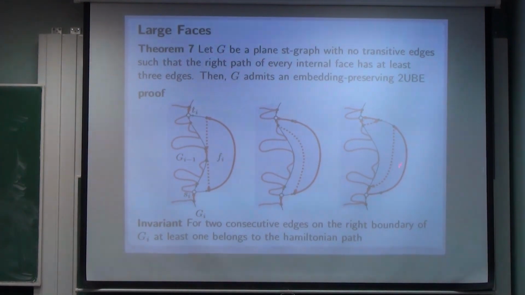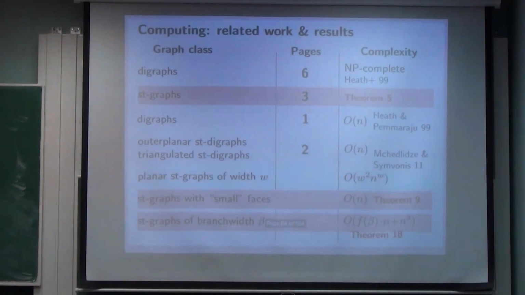So here you observe that only because we are doing this bypass, our invariant holds. So this edge is visited, this is not visited, this is not visited, this is visited. So we have that the invariant really holds. So this technique cannot be extended to more general phases. So this was the proof of the fact that every graph with large faces always has a two-page upward book embedding.